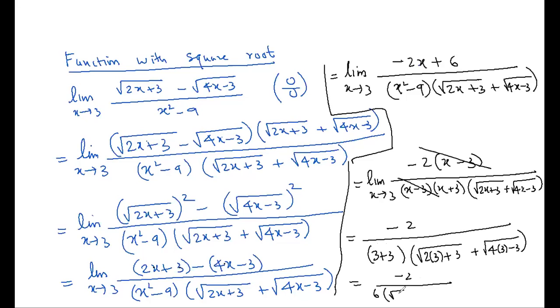Six root 9 plus root 9. So that became minus 1 by 18. There is almost one full exercise on this in your textbook, only on this square root problem.